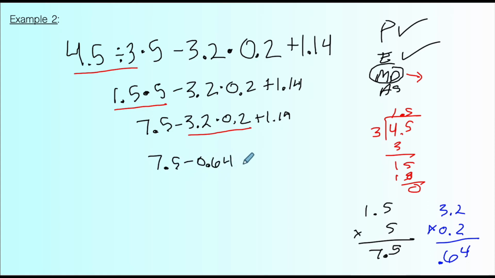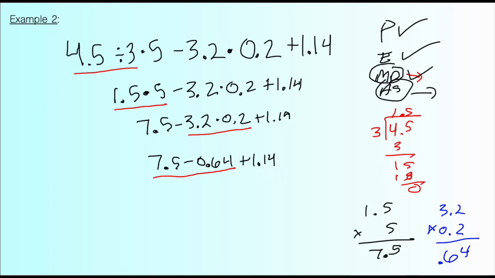Okay, and there we go. The next thing in my order of operations is addition and subtraction because I've finished multiplication and division. So remember, you've got to go from left to right, which means I'm going to be doing this subtraction before I do that last addition.